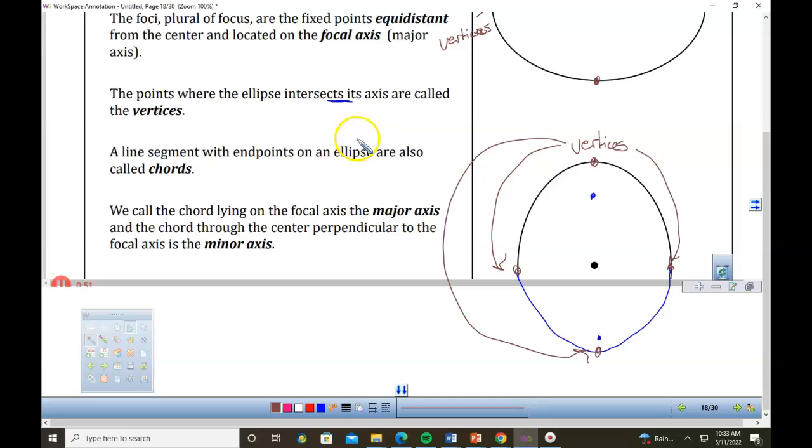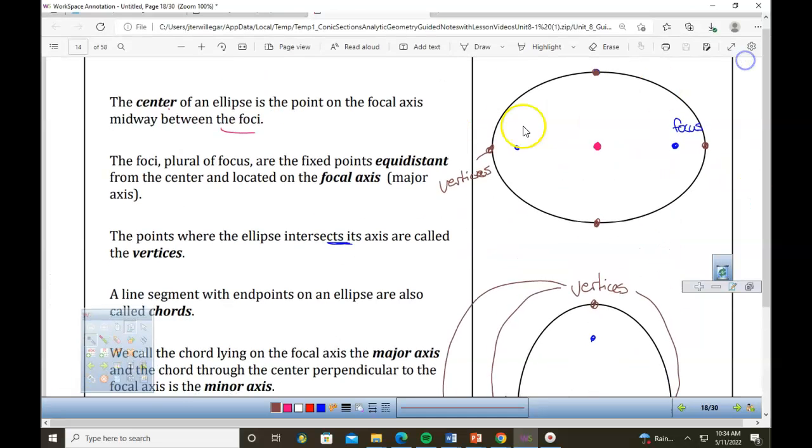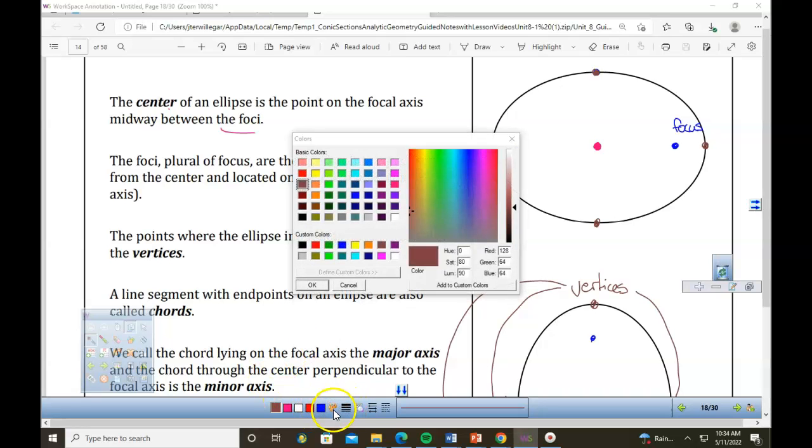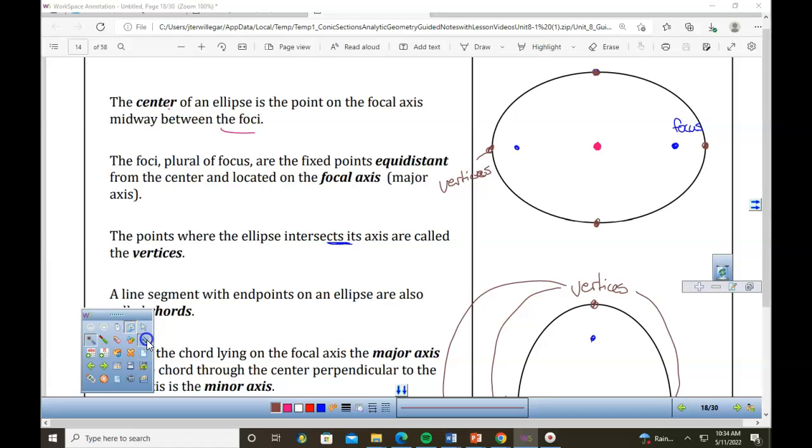Now we do have chords on here, just like we had for a circle. Same as a circle. I'm not going to draw it. Now one thing that makes this different is we have a major and a minor axis. If I do some dotted lines here, I have one here, one here. This would be my major axis. And this one up and down would be my minor, because it's smaller. Major axis, minor axis.